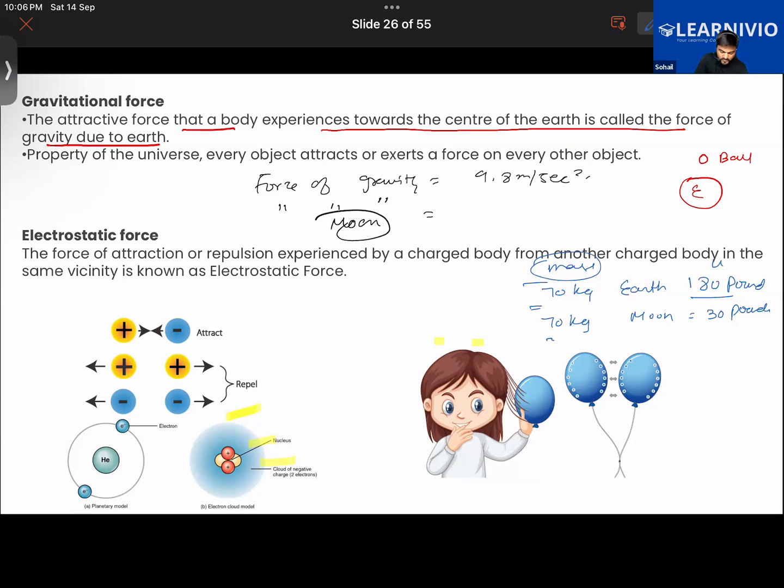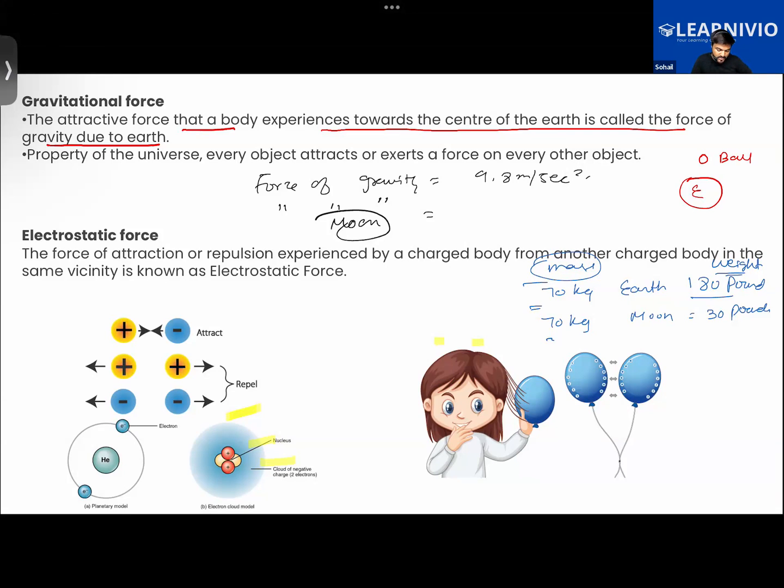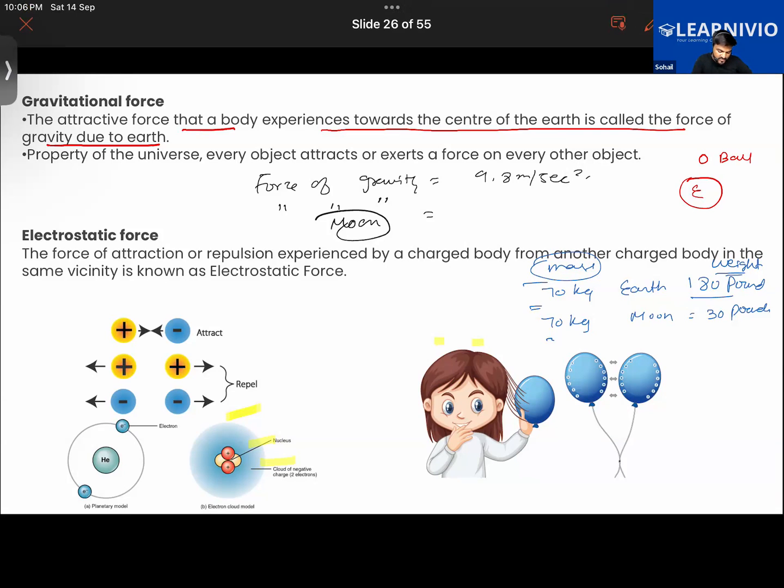But when you talk about your weight, the weight will be changing because weight is the force with which you are attracted towards the center of that body. And since that force changes, on Earth it's 9.8, on Moon it is different. It's about 1.3 meter per second square. So hope this much should be clear.